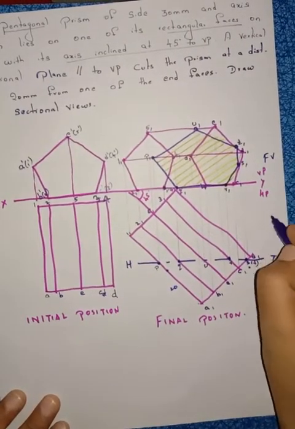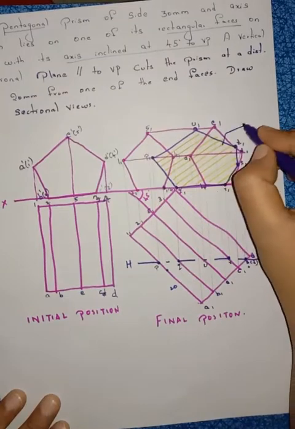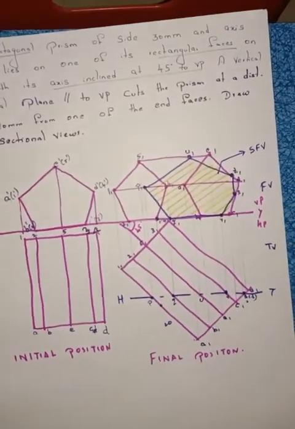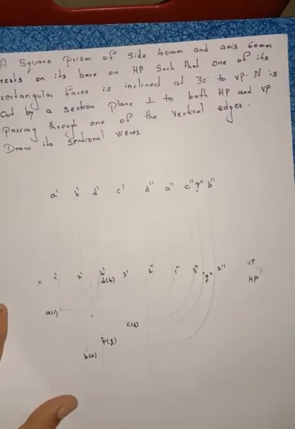This is your front view. This is your top view. This one is called your sectional front view. So this is the question. Let's see the last one here.